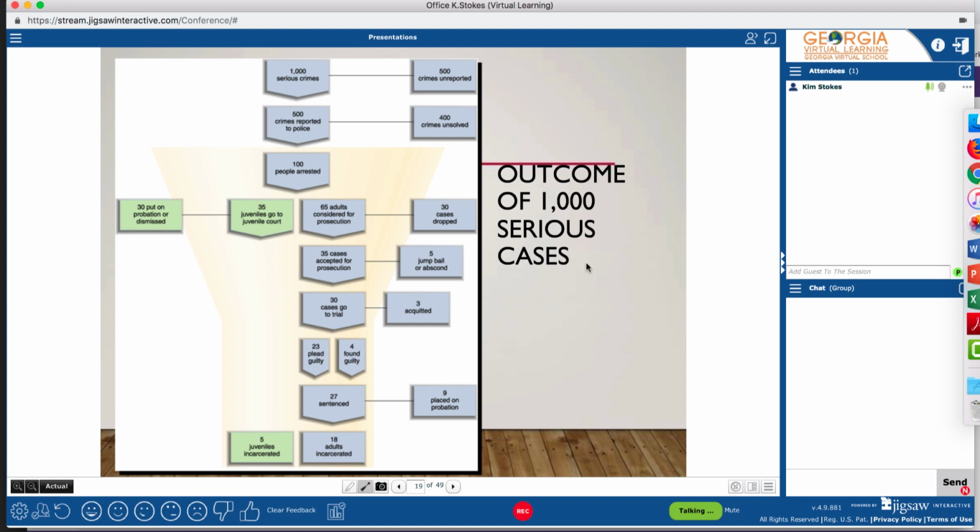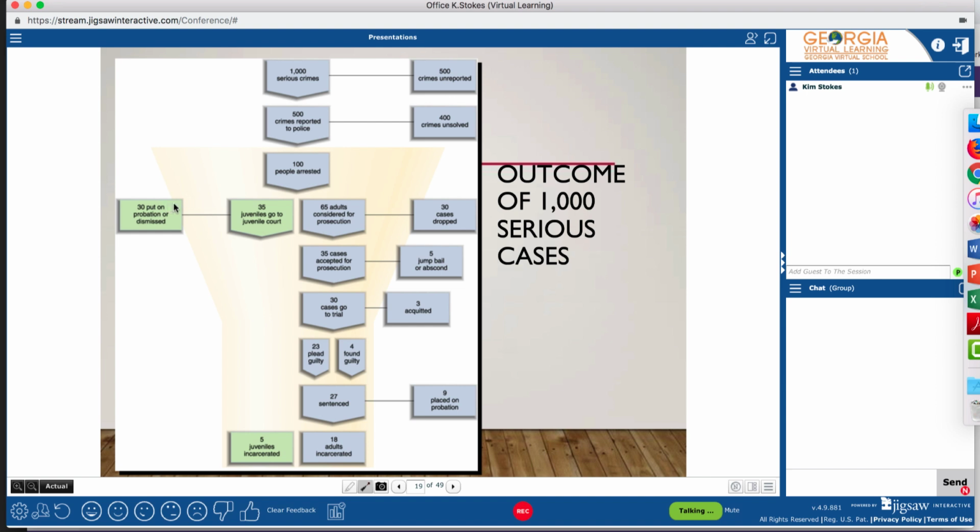So here are the outcomes of 1,000 serious cases. Out of 1,000 serious crimes, 500 are unreported. Of the 500 reported to the police, 400 are unsolved. Of the 500 reported to police, 100 people are arrested.